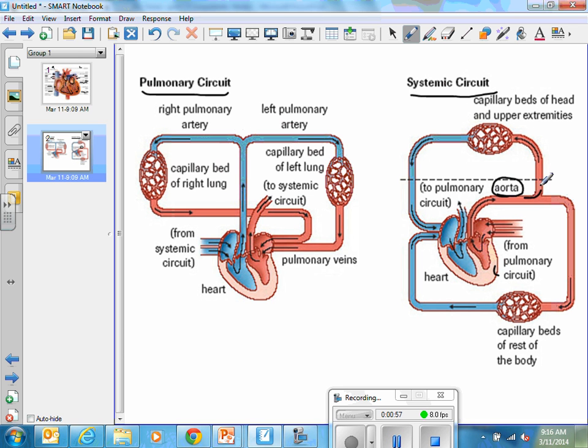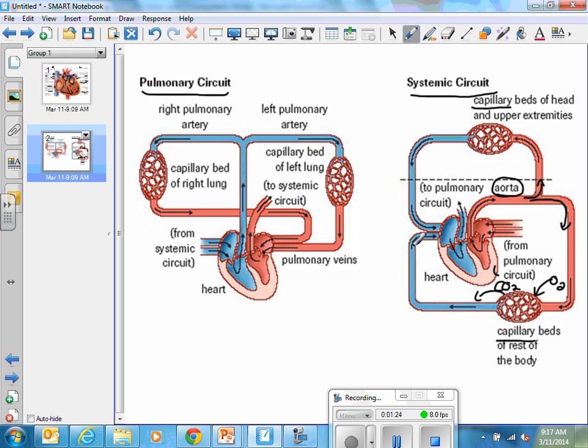The aorta starts branching off. It goes up to your brain. It goes down to the rest of your body. This is where we deliver oxygenated blood to all of the cells in our body. Okay, we know that gas exchange takes place in capillaries. So all of your cells are surrounded by tiny vessels called capillaries. This is where oxygen diffuses into your cells, okay, and CO2 diffuses out so that we can get rid of it.